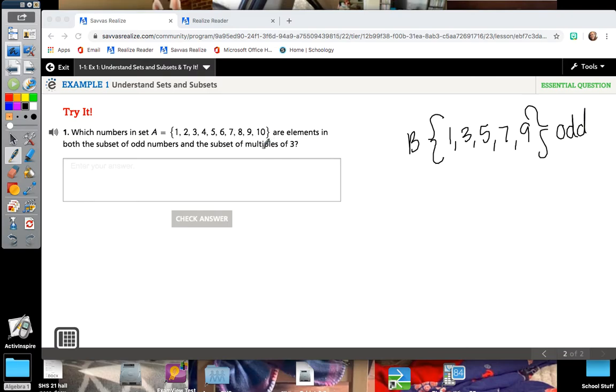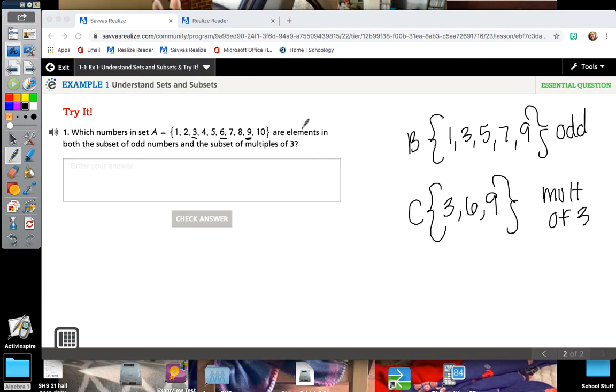And then we want a subset that has multiples of 3. What multiplies by 3? So nothing times 3 gives us 1. Nothing times 3 gives us 2. But 3 times 1 gives us 3. And if you keep going down your list, you'll get to 6, because 3 times 2 is 6. And then 3 times 3 is 9. And 3 times 4 is 12, and that's not on our list, so that covers all of them. Those are going to be your multiples of 3.